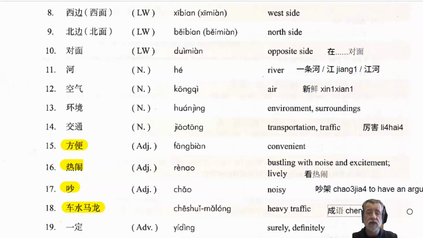So this particular expression, heavy traffic, 车水马龙, 车水马龙. The shui becomes a second tone because it's followed by ma, the third tone. And if you look at the characters, we know all those characters. So we've got vehicle, water, horse, and dragon. How has that got anything to do with heavy traffic?